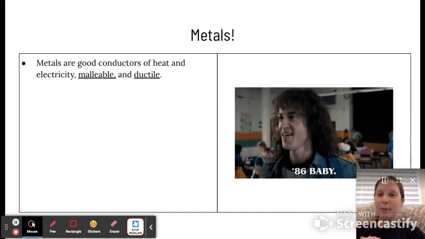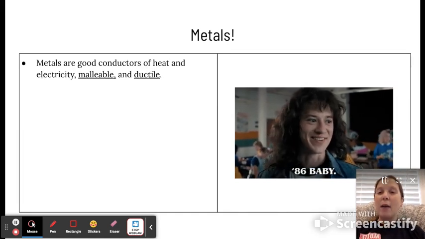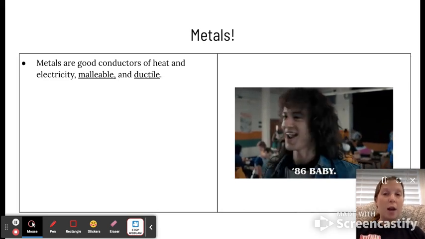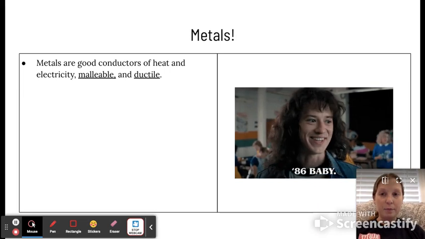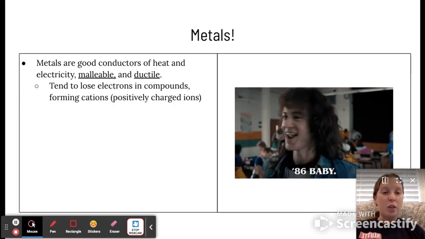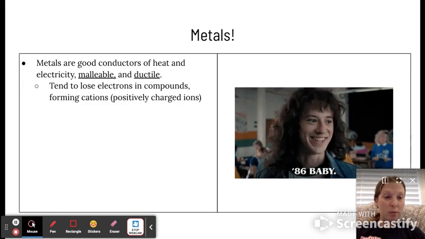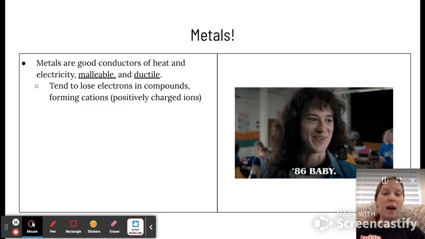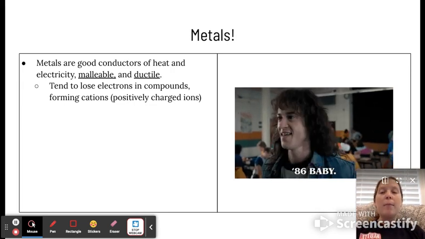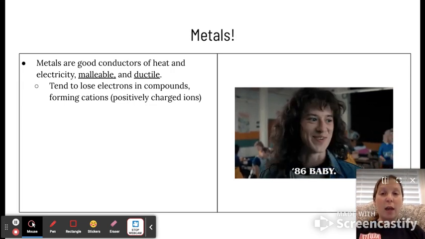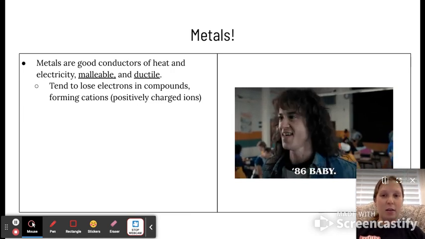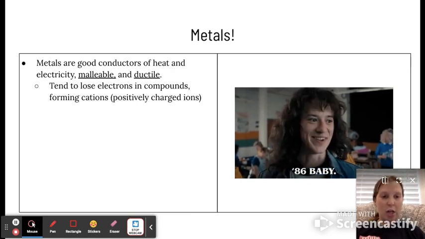So we've got metals first, and these are good conductors of heat and electricity. They are malleable and ductile. So malleable, quickly, means that you can hammer it into a sheet without it breaking. And then ductile means you can stretch it into a wire. Metals tend to lose electrons in compounds, and that means they form cations. Cations are considered positively charged ions.